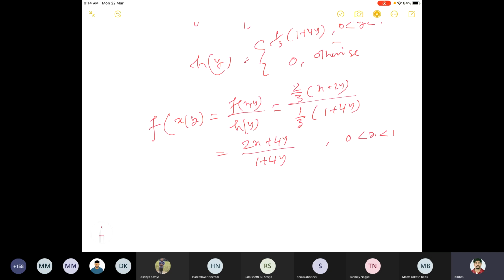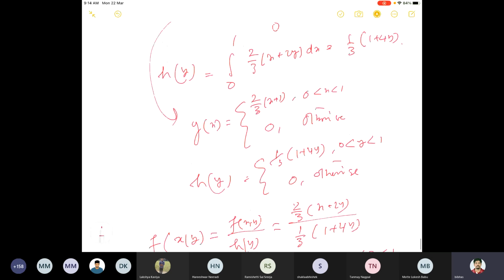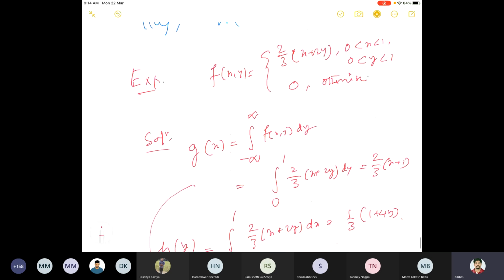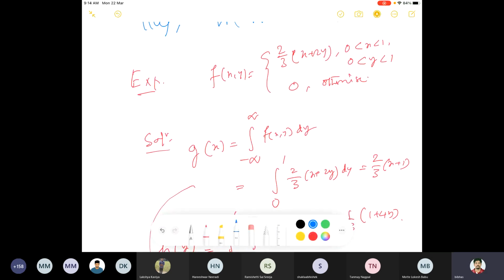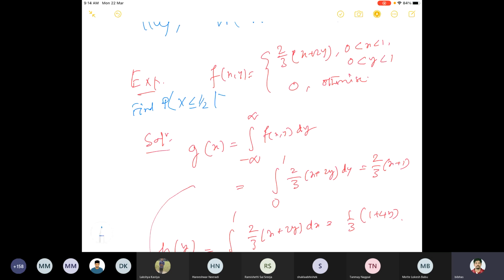Okay, so first, let me add one question here. Suppose this is the joint. Now suppose I add this question: find the probability of x less than or equal to half when y is equal to half. That was my question. So when y is given the value half, I want to calculate the cumulative distribution of x up to half.